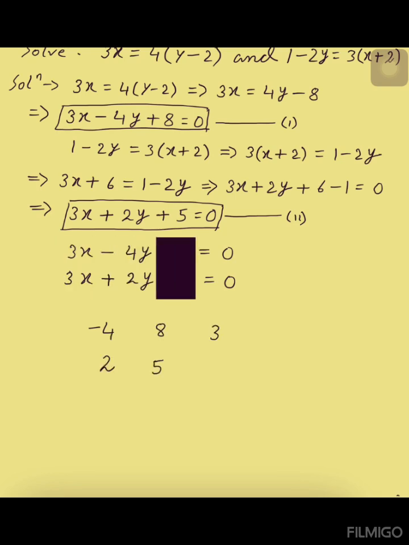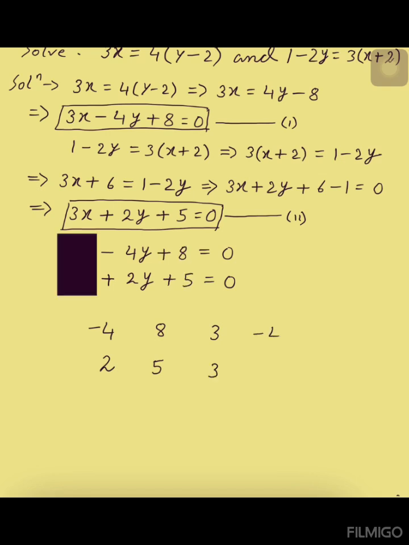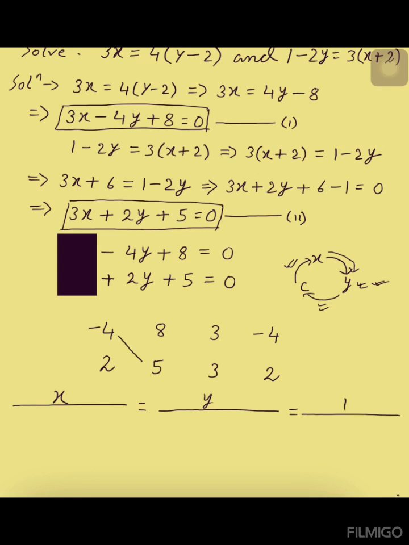What is the next term? 8, 5. Then hide the constant. The coefficient of x is written: 3, 3, and the first one, minus 4 and 2, is written at the end once again. It is forming a circle over here, as I have shown in the figure. If you remember this, it will be easier for you all to understand also. Now write down x by, equals y by, equals 1 by.